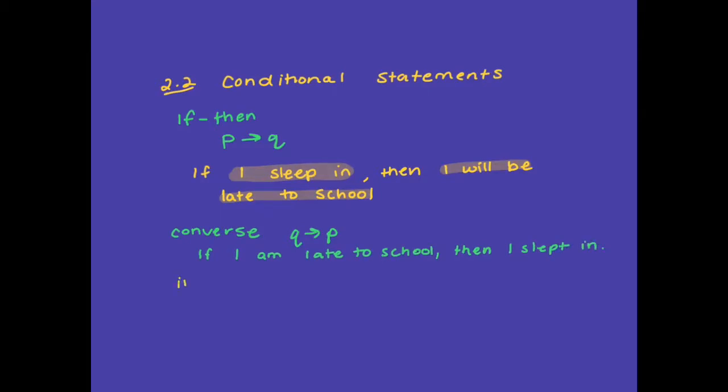Then we talked about the inverse, and the inverse, we change or negate what's there. So this would be not P followed by not Q. Something like, if I don't sleep in, then I won't be late for school.